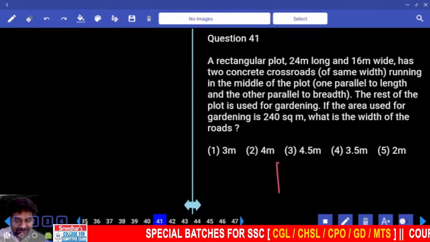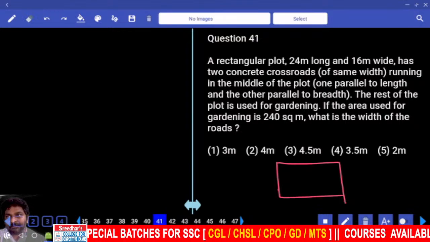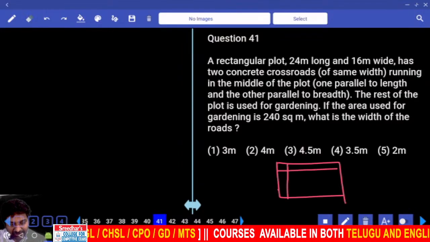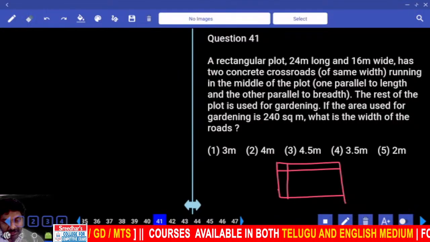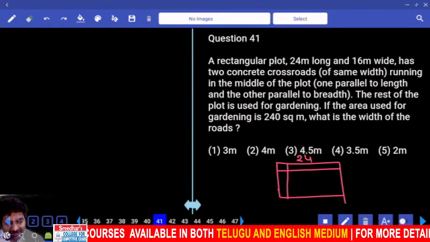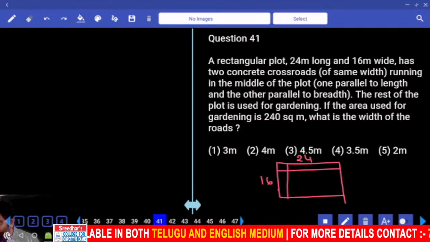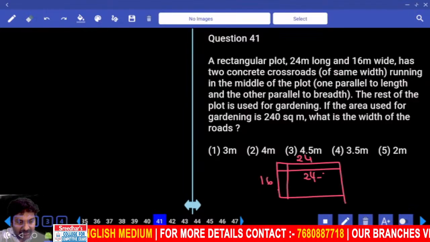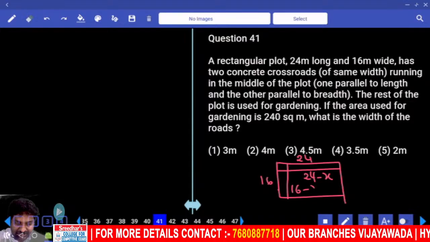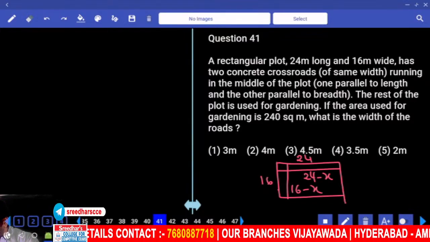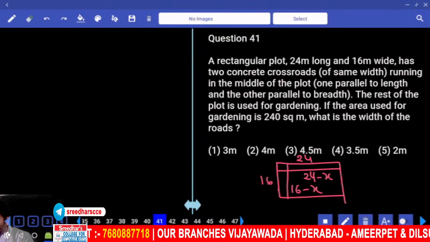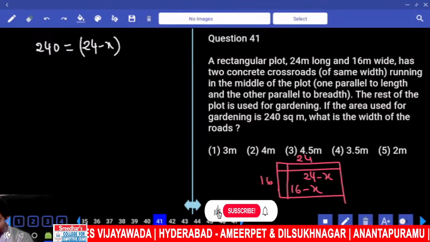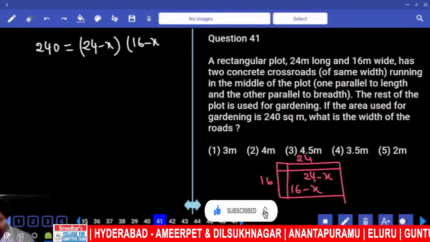We have already discussed many times here. When you have a rectangular plot, two roads on it, one parallel to length, the other parallel to its breadth, we will convert into its edges. If outer rectangle length and breadth are 24 and 16, width of the road is x, then inner rectangle measurements are going to be 24 minus x, 16 minus x. Inner rectangle area itself is the garden area, which is equal to 240. 240 must be equal to (24 minus x) into (16 minus x).